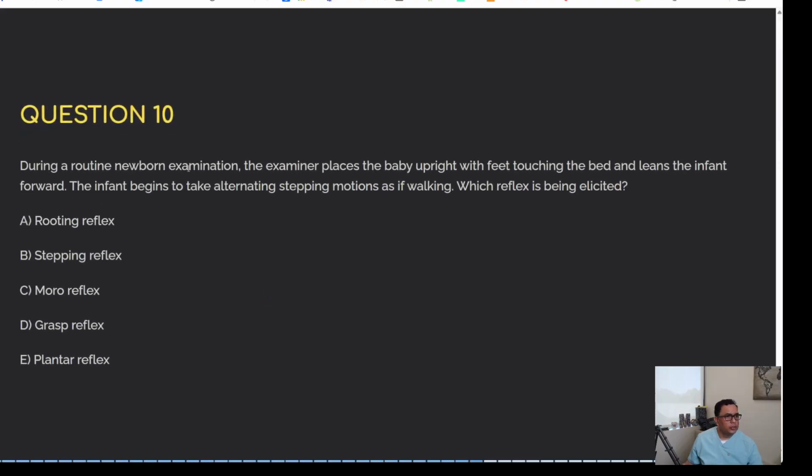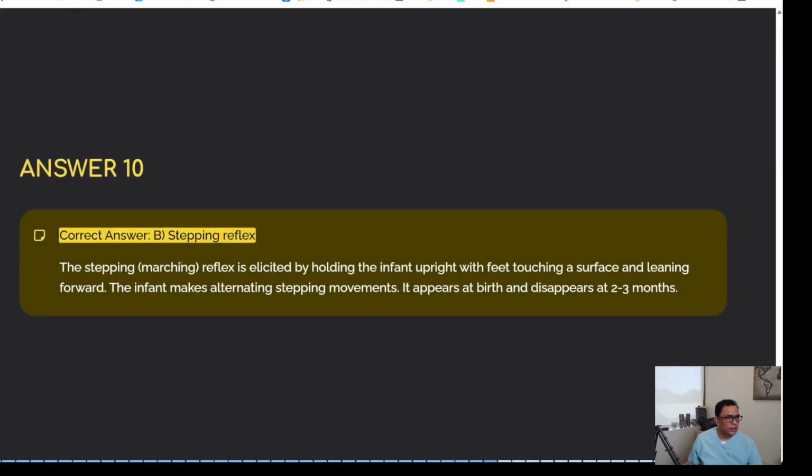During a routine newborn exam, the examiner places the baby upright with the feet touching the bed and leans the infant forward. The infant begins to take alternate stepping motions as if walking. This is the stepping reflex, because of the stepping motions as in walking. Okay, stepping or marching reflex.